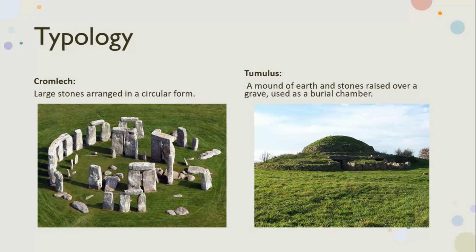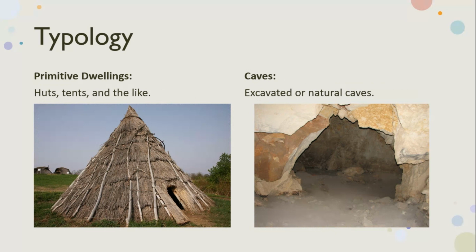We also have the tumulus, which is a raised mound of earth or stones, usually used as a burial site. And finally, we have the primitive dwellings in all forms one can imagine them to be: huts, tents, etc. And caves, whether natural or excavated and dug out.